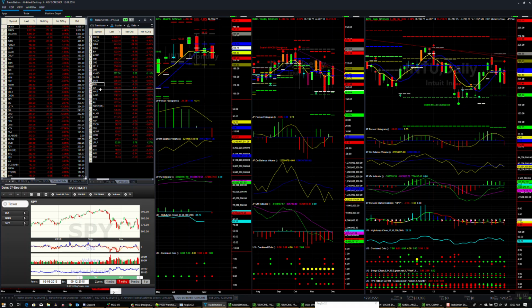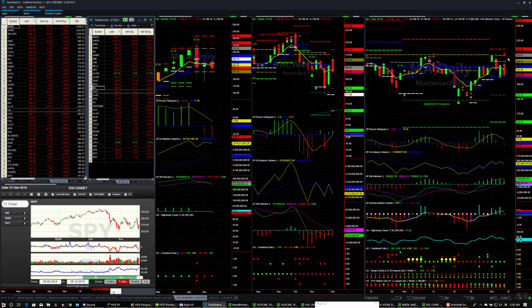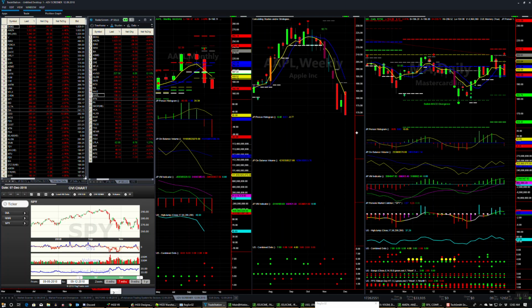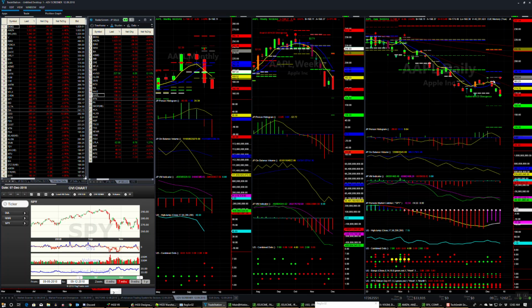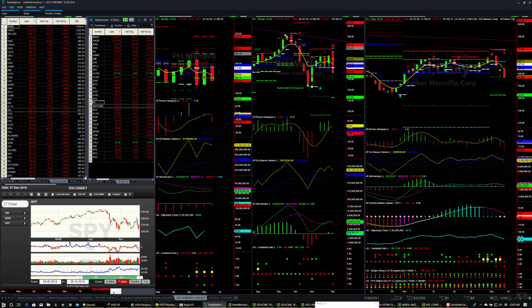MasterCard should be strong right now, but boy, this doesn't look strong, failing at resistance in a downtrend. Apple, downtrend, failing at resistance. These green dots may be something to slow me down on the Apple side, but Apple looks horrible. Parker Hannifin, failed at resistance, new sell signal on the daily.